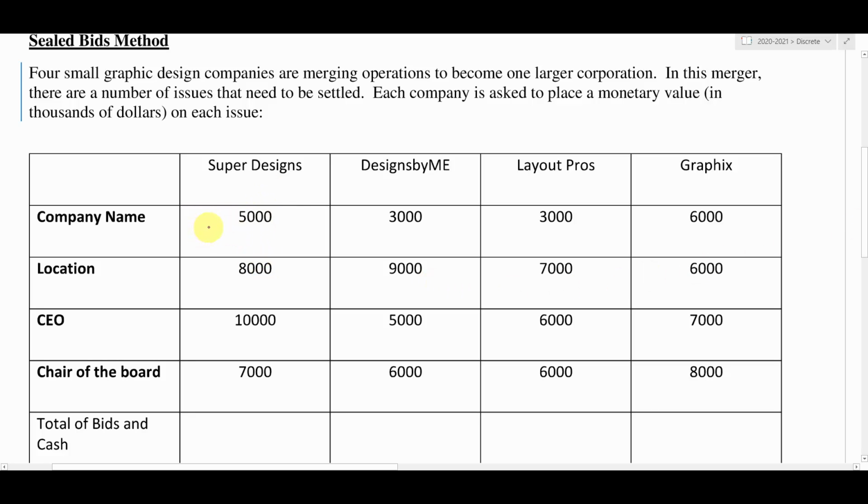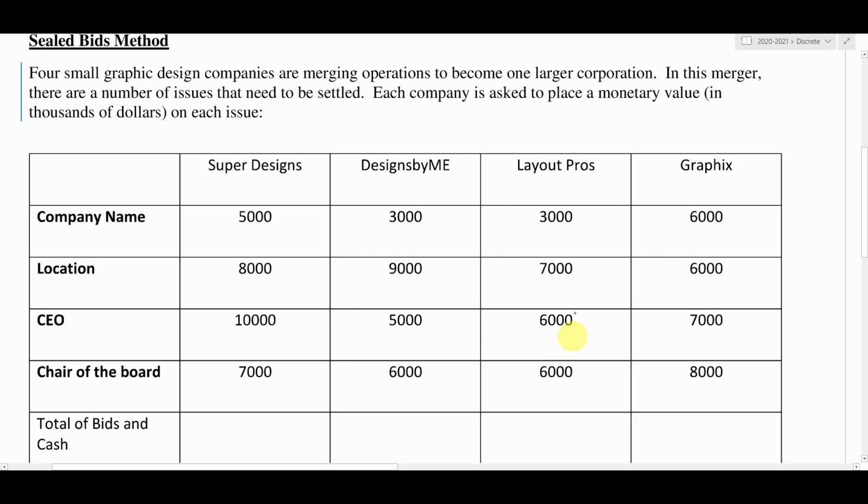So these are issues that the company wants to resolve, and they're going to use the sealed bids method to resolve it. So what they did was they asked each company to place a monetary value on each issue, right? So for instance, Super Designs placed $5,000 on the company name, right? So they're going to pay money to be able to determine the company name. All right. So same thing, like if you really wanted to be the CEO, then you would bid high on CEO. If you really wanted to make sure that the location was somewhere convenient, you would bid high on the location. Okay. And so we have all of the bids by the companies here.